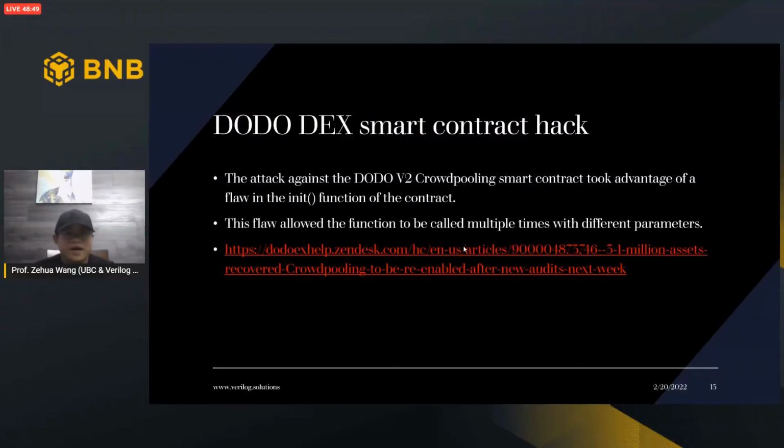The hack against the Dodo V2 crowd pooling smart contract took advantage of a flaw in the mint function of the contract, the initial function. This flaw allowed the function to be called multiple times with different parameters. So it is somewhat similar to the previous Punk protocol. Let me just skip this. You can Google these keywords and find the Dodo DEX smart contract hack.